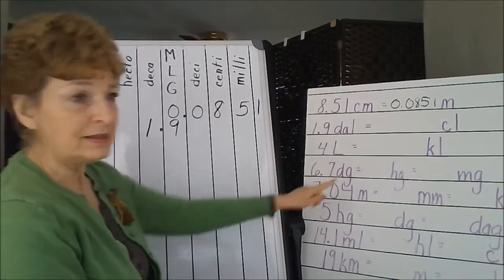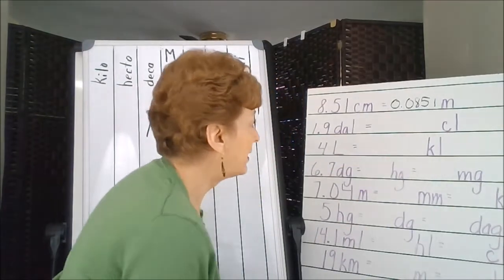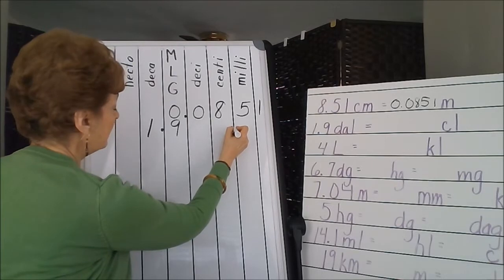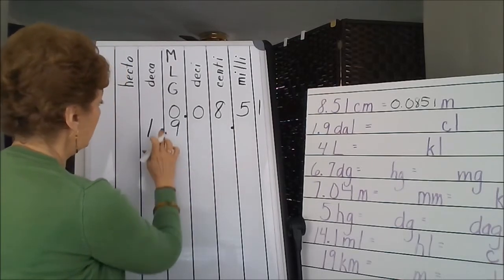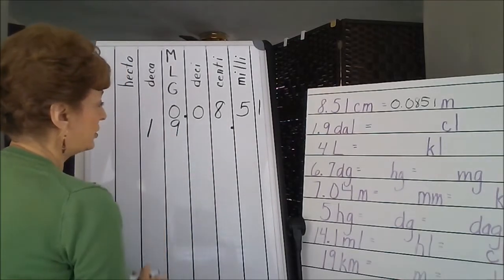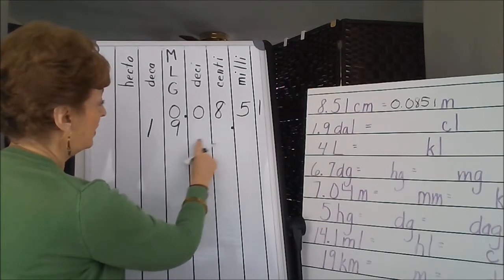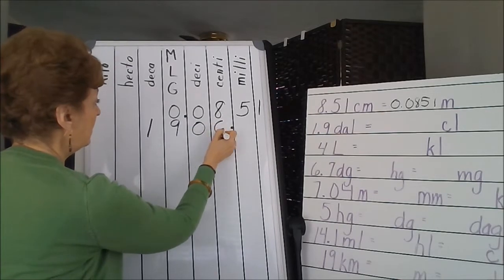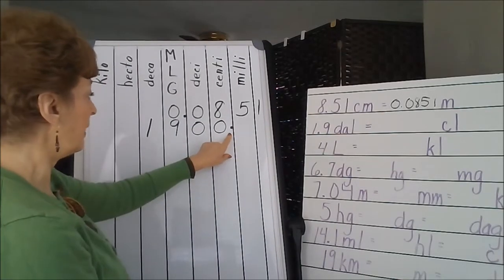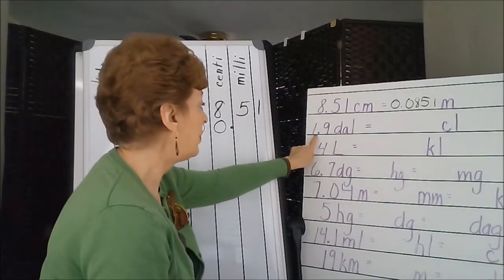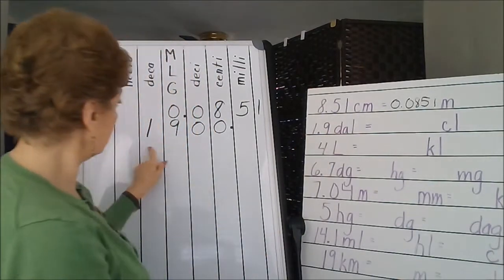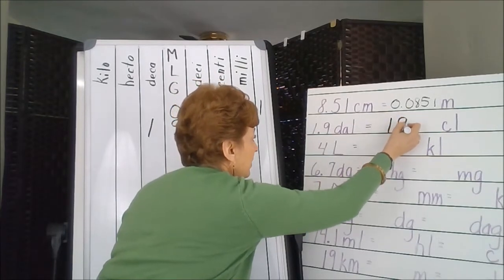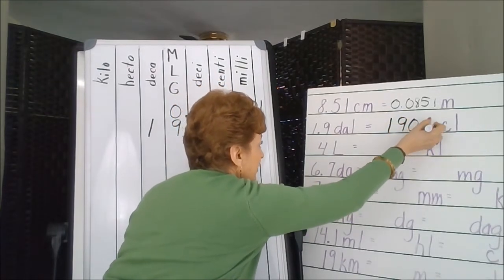Where are we going with this? To the centi column. So over here, we're going to put our decimal point. This is where it's going to move. We remove it from our original problem. We've got some spaces to fill in with zeros until we get to the decimal point. So 1.9 decaliters translates to 1900 centiliters.